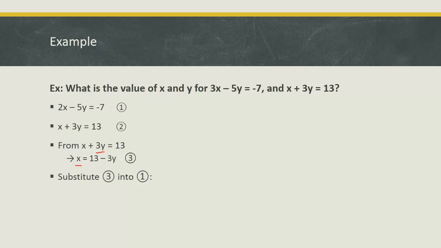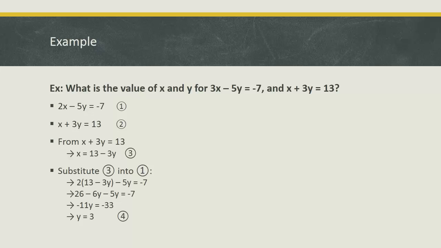Now that we have what x is, let's substitute equation number 3 into equation number 1. For this first line here, all we did is substitute the value of x, which is 13 minus 3y, into the x over here. So we get 2 times 13 minus 3y minus 5y equals -7. From here on, we can do some simple calculation, and in the end, we should get y equals 3. Let's call y equals 3 equation number 4.